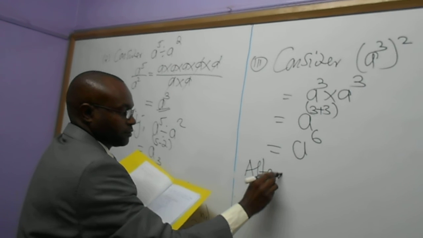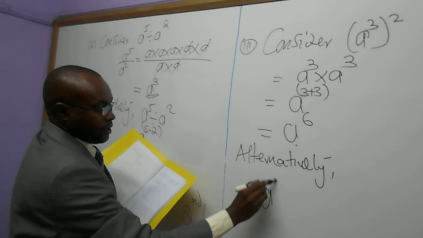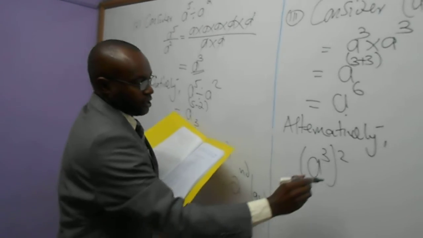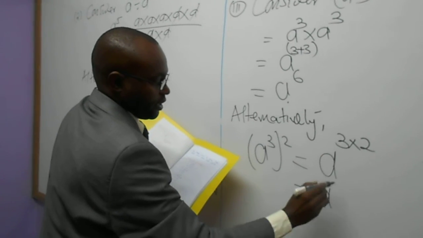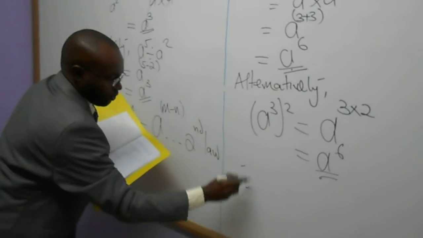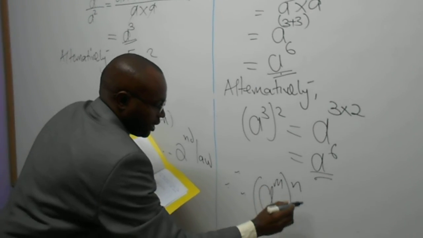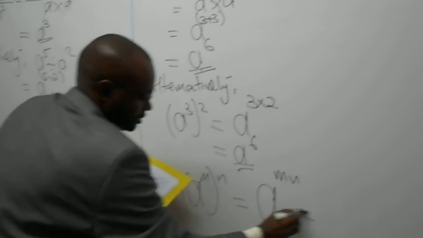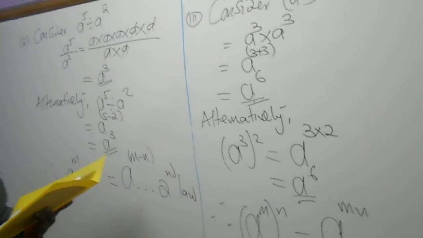Alternatively, we can say a to power 3 squared, we just multiply the powers to give us a to the 3 times 2, and that will give us a to power 6. This answer and this one are the same. Therefore, we conclude that if you have a raised to m, all that to n, then that would be a to the mn. You multiply the powers, and that gives us the third law of indices.